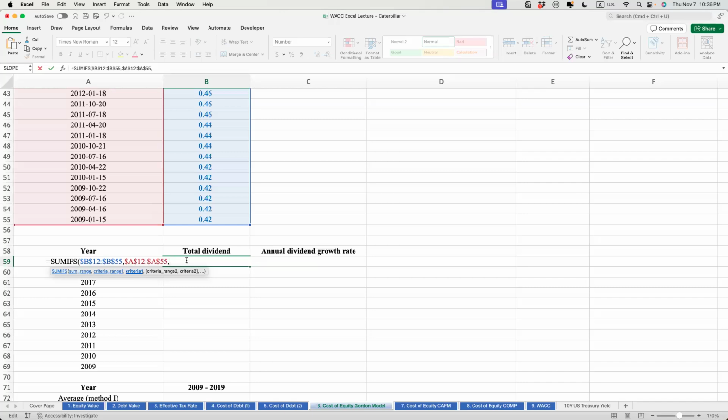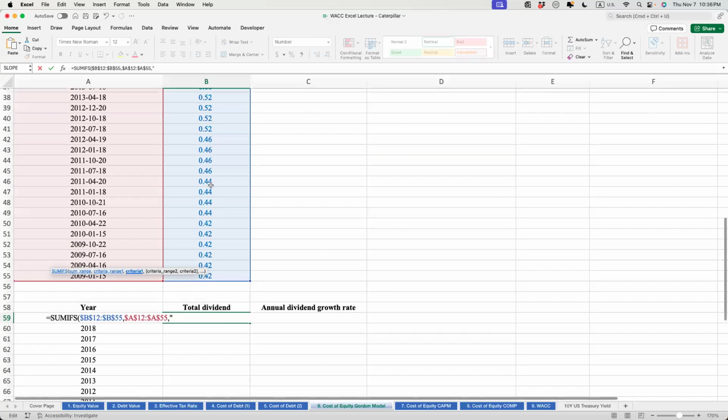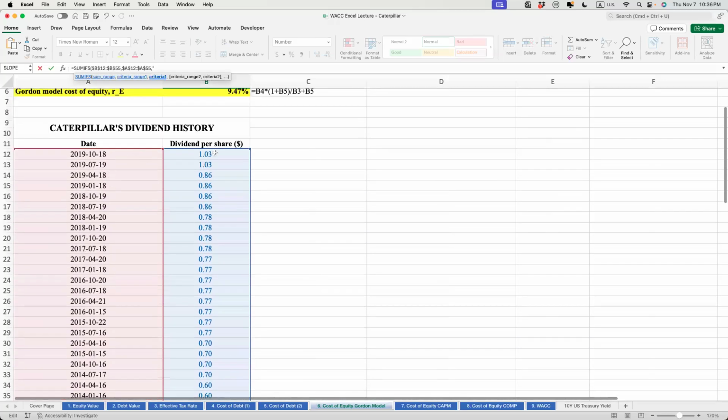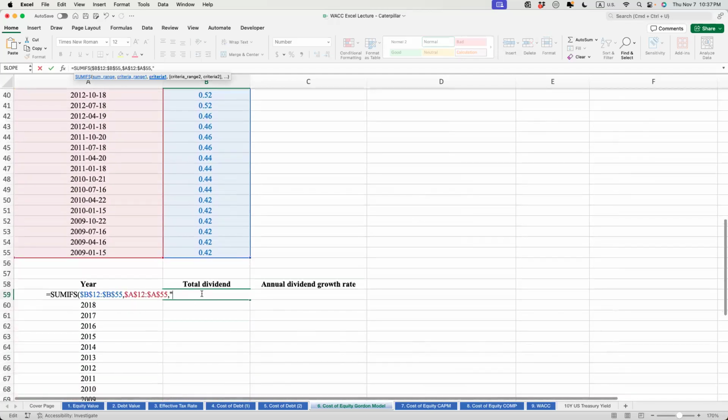So the first condition we're gonna give here is we're gonna ask Excel to go through this dates column, and for this specific row, the 59, we want to find out the dates that are greater or equal to January 1st, 2019, and then less or equal to December 31st, 2019. That means after Excel goes through this first column, Excel will only grab the dividends payment from 2019 and add them together to derive this total dividends payment for 2019.